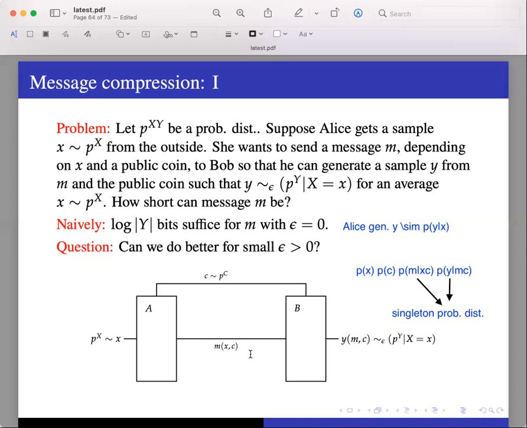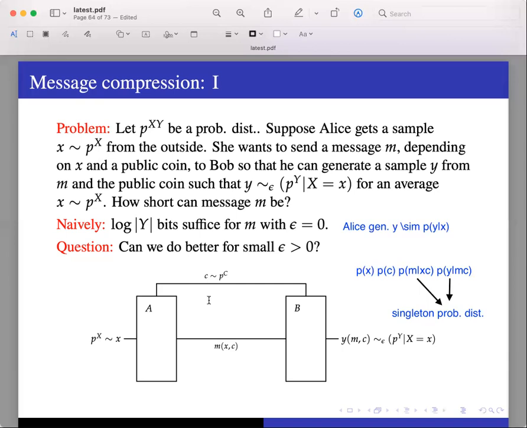And if I want to compress it, the question is, can I do better? So the naive protocol is a private coin protocol. I want to compress it using public coins. So I'm allowing a stronger resource now with public coins. And the question is, can I go below log Y? Is the problem clear to all?